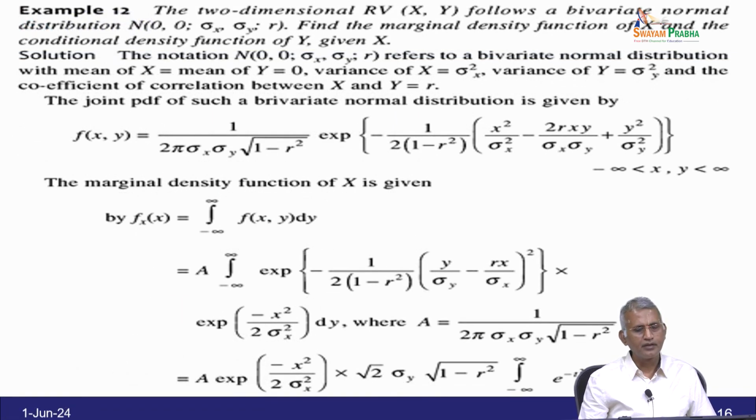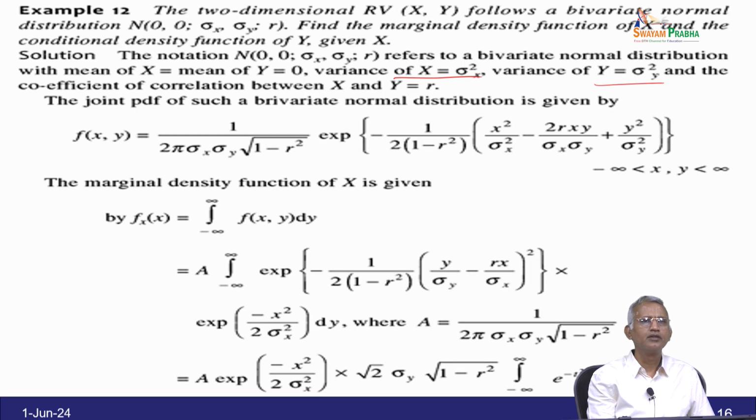Next example: the two-dimensional random variable x comma y follows a bivariate normal distribution N of 0, 0, sigma x, sigma y, r. Find the marginal density function of x and the conditional density function of y given x. So, the solution: the notation N of 0, 0, sigma x, sigma y, r refers to the bivariate normal distribution with the mean of x equal to the mean of y equal to 0. The variance of x is sigma x square, the variance of y is sigma y square, and the coefficient of correlation between x and y equals r.